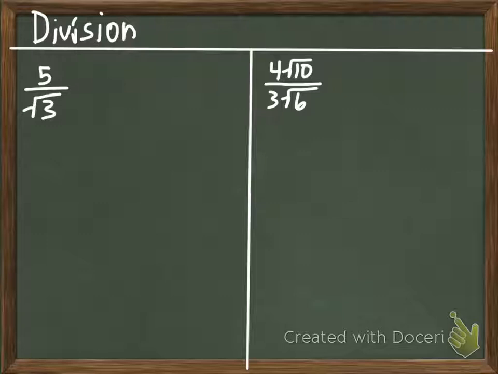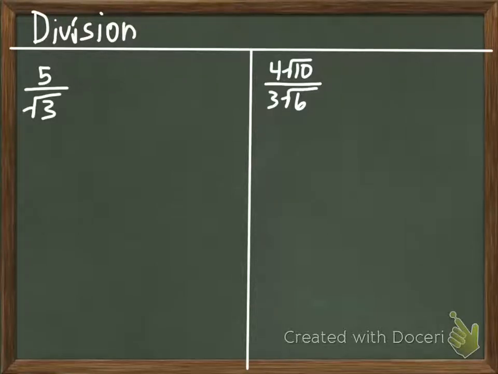And division is a little bit different. To put it plainly, you cannot have a square root in the denominator of a fraction. It can be in the numerator, but cannot be in the denominator. So basically, whenever we're dividing by these square roots, we're basically getting them away from the denominator.